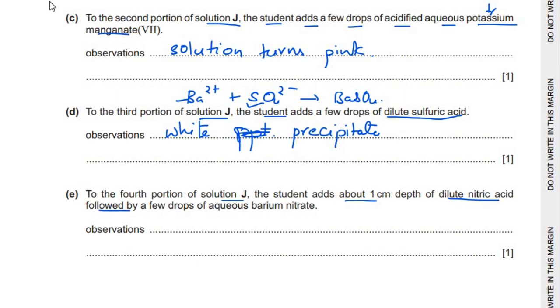Okay, to the fourth portion of solution J, the student adds about 1 centimeter depth of dilute nitric acid followed by a few drops of barium nitrate. Now if you again recall or go to the table of anion tests, this is a test of sulfate, but we have already changed the solution to barium nitrate, and that's why it's not going to show any color change or any precipitate. So we can write no change or no reaction here.